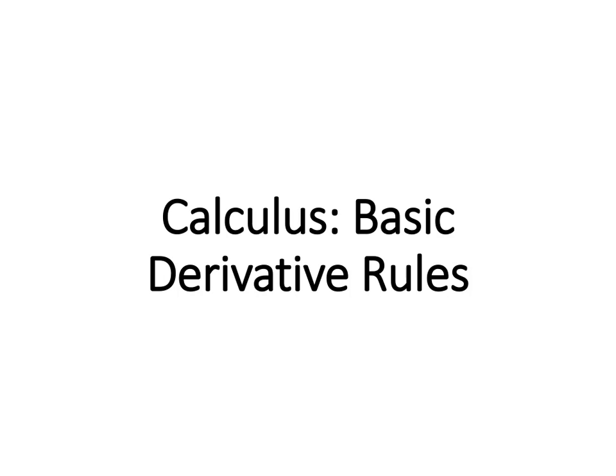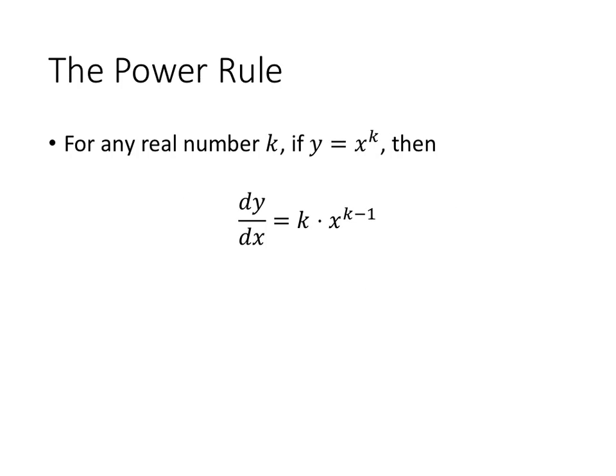In this video, we'll see several examples of how to use the basic derivative rules to find the derivative of some simple functions. Our first derivative rule is the power rule. That says if your function looks like x to any power, x to the k, then the derivative is k times x to the k minus 1. So you bring this power down, and then you subtract 1 from the original power.